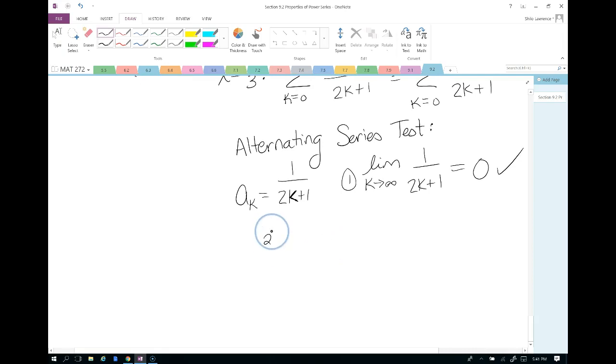The second thing we need to show is that this series is decreasing. And the best way to show that is also something that we learn in Calculus 1. A function is decreasing when its derivative is negative.